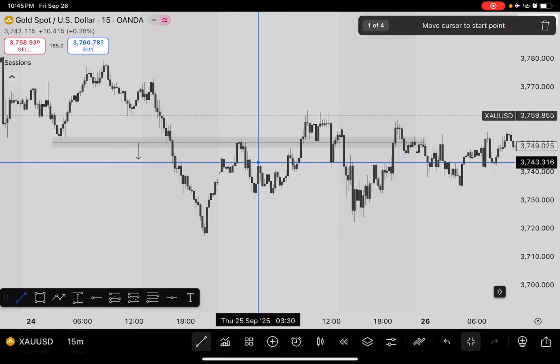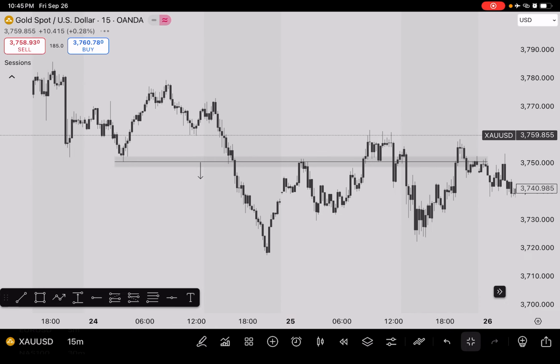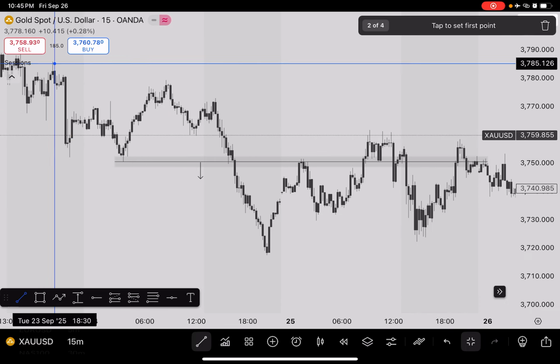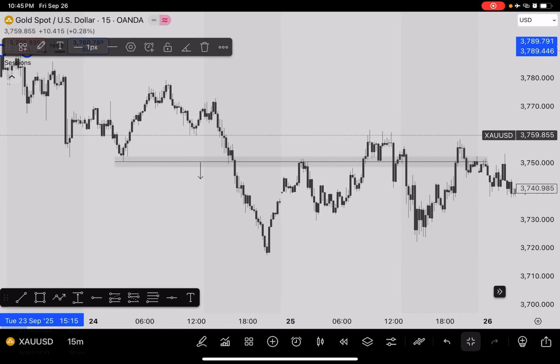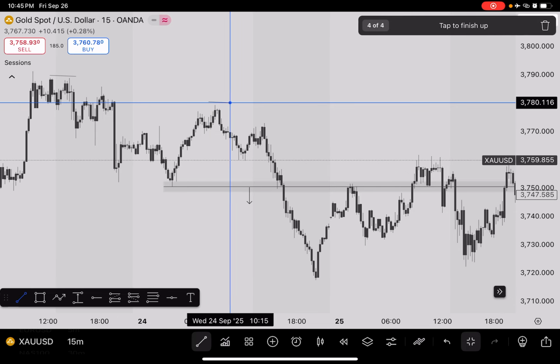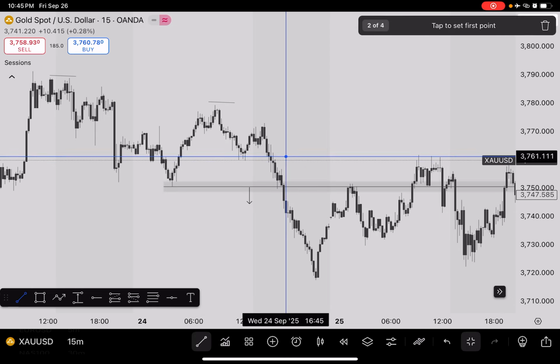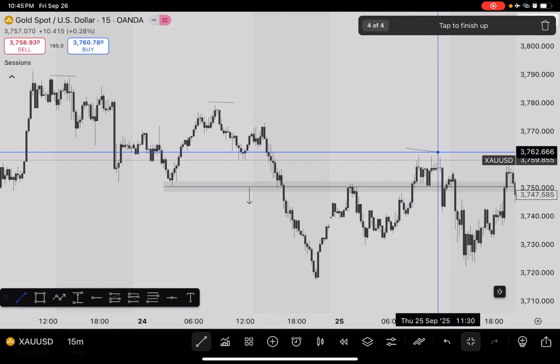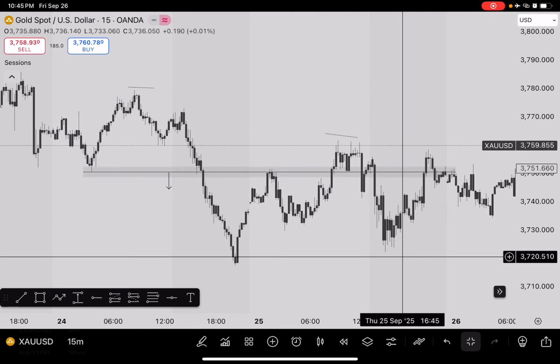Remember what I always say, right? You need to follow who is in control. Right now, this was a high. Okay, this was a new high. This was a high that was maintained, and this was a high that is about to be maintained as well.